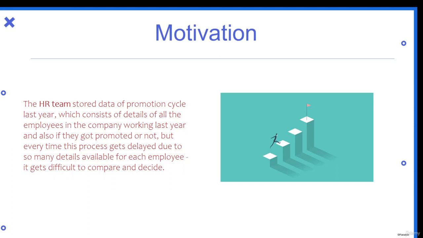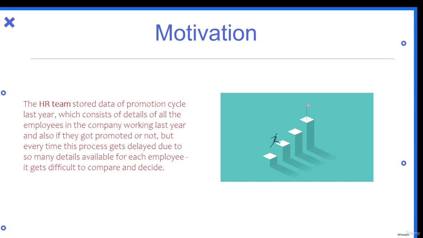But every time this process gets delayed, because with so many details available for each employee, it gets difficult to compare and decide. Basically, the problem statement says that there was a company in which the HR team was finding it very difficult to decide who to promote or not because of the abundant data present for them to process. So this is where we come in.